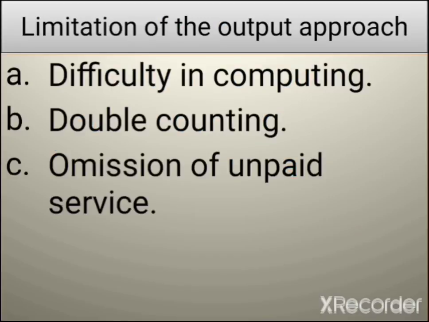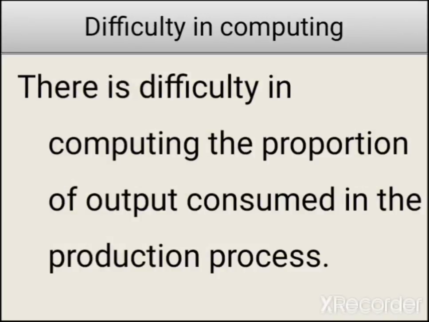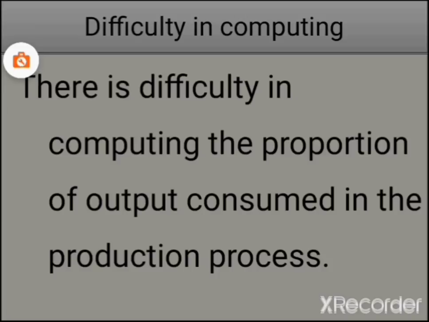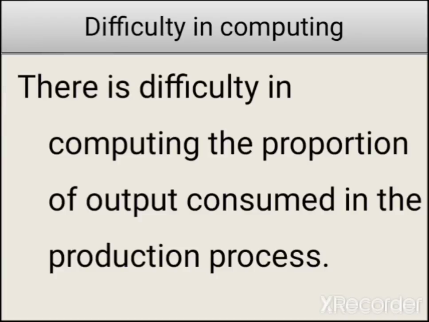And some of the limitations we have: difficulty in computing, double counting, unpaid services. Let's look at each of them. Difficulty in computing. There is difficulty in computing the proportion of output consumed in the production process. If, for example, I'm into production of bread, I have a bakery, and you know the output approach measures the monetary value of goods produced.